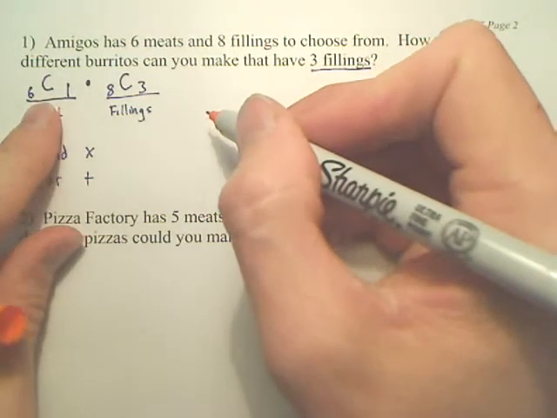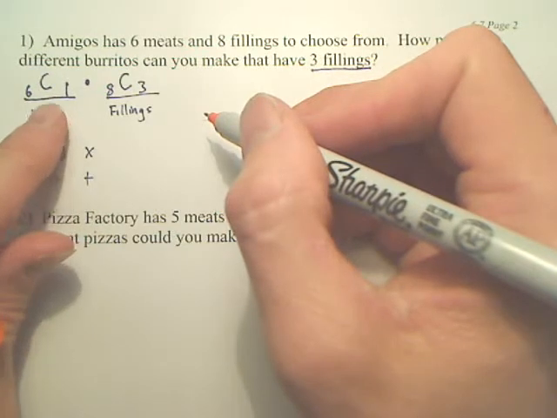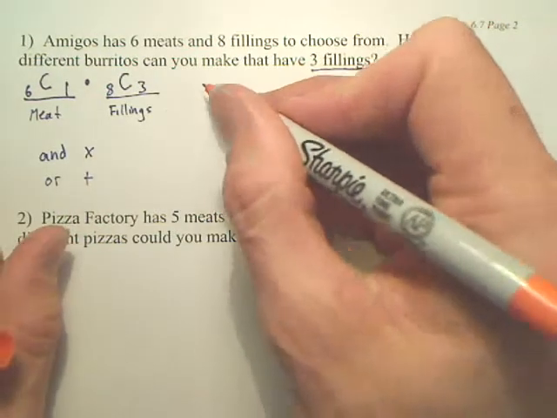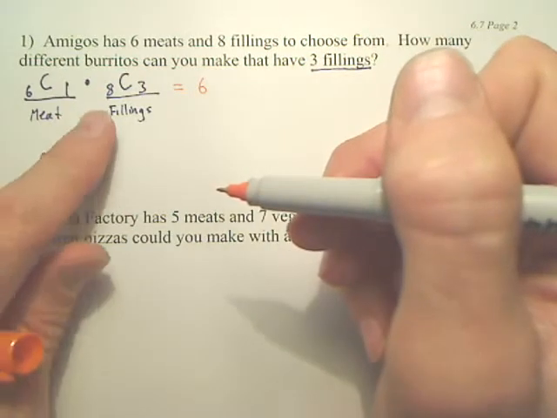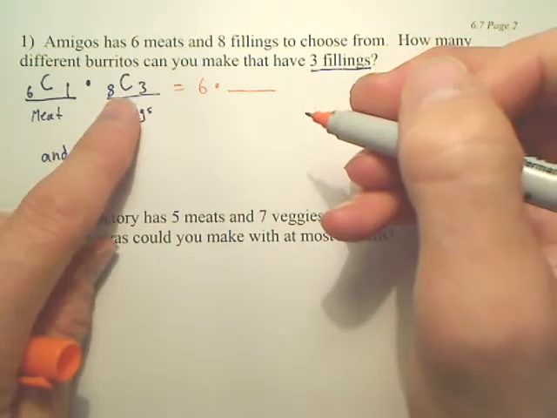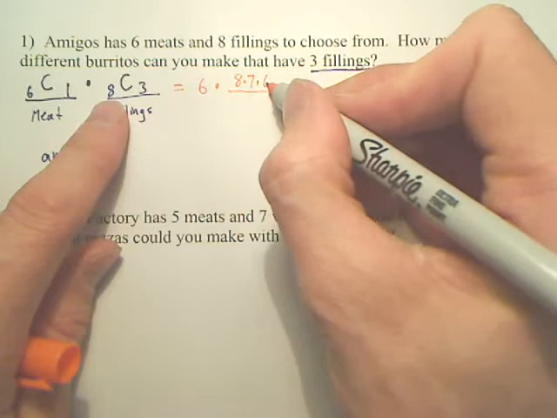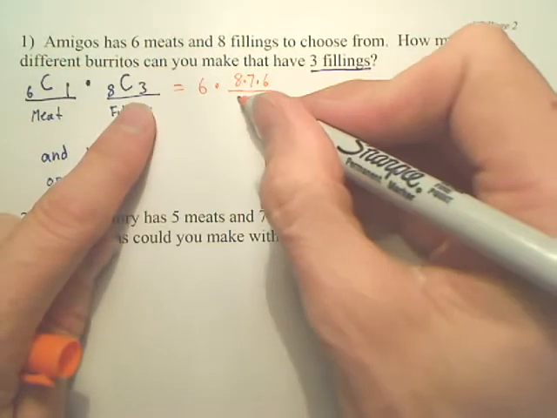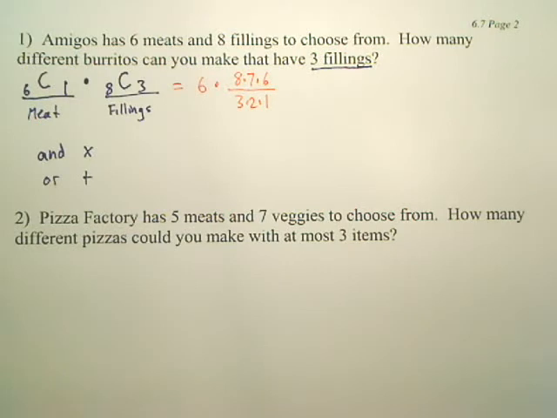6C1. Well, if you have 6 and you're choosing 1, how many ways can you choose 1 out of 6 choices? Hopefully you understand that is 6. Now 8C3 is a little bit more complicated. 8C3, well that's 8P3, which is 8 times 7 times 6, divided by 3 factorial. It's a little bit more work.